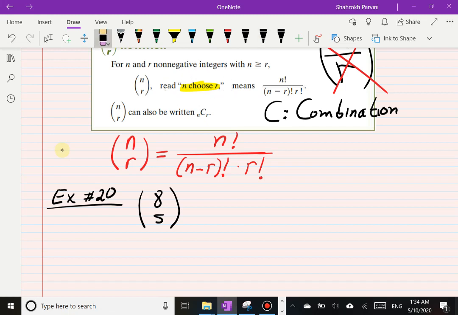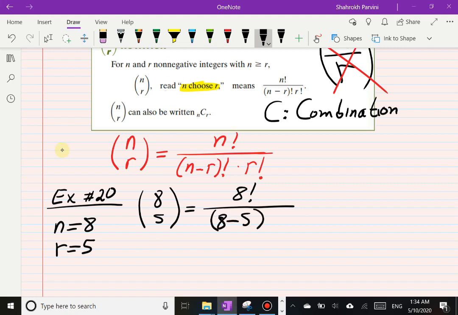Now, going by what it means, the fraction, 8 factorial on top, that's n right here. Let me write n is 8, r is 5. The lower number is r, the higher number is n. You never switch those. We don't write 5 on top, 8 on the bottom. The top number must be greater than or equal to the bottom number. Now, in the denominator, we have parentheses n minus r, factorial that, and then r is 5 factorial.